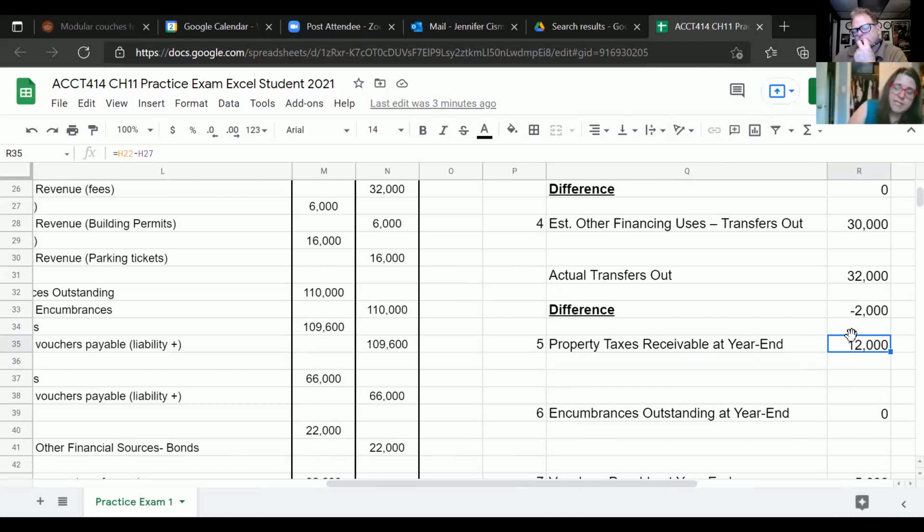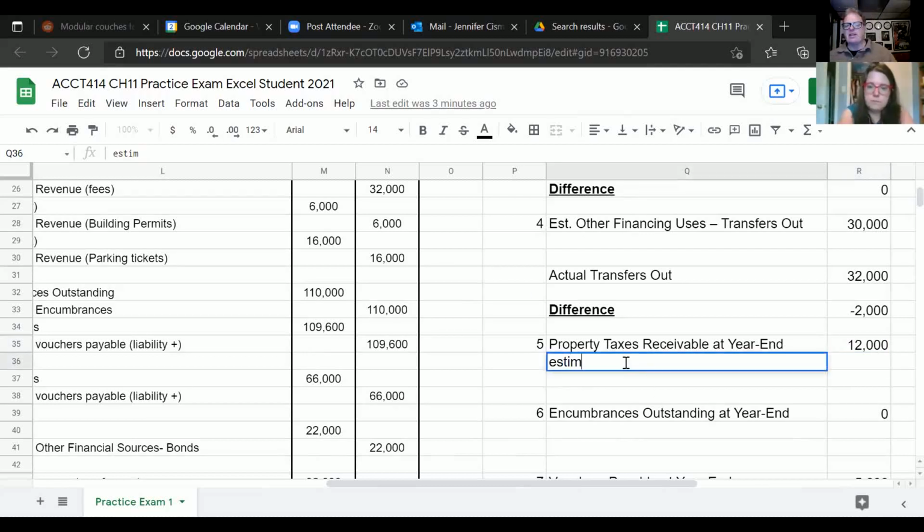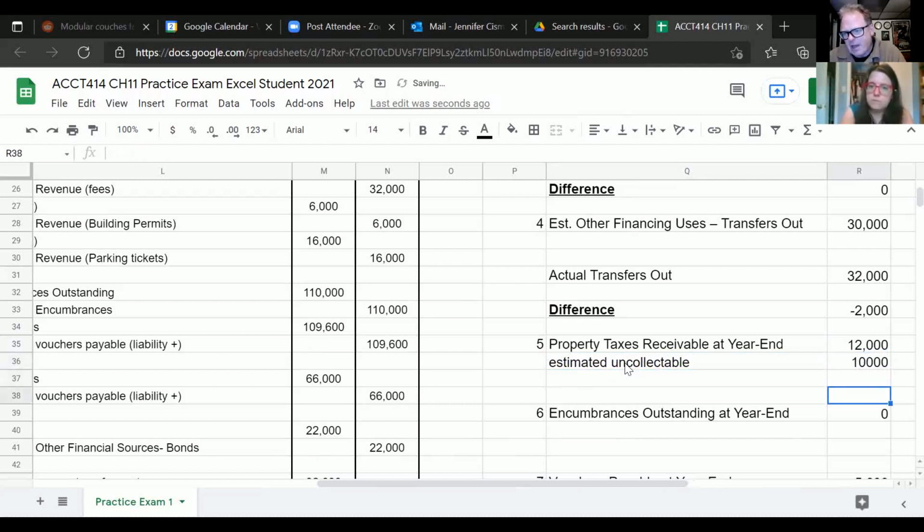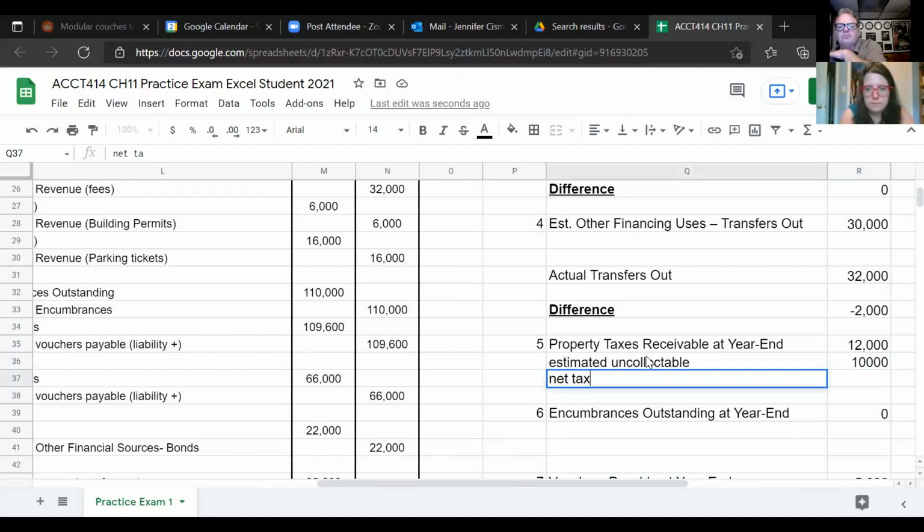So the actual property taxes receivable is 2,000. I'll leave it exactly the way it is, but underneath it, you may want to put that the estimated uncollectible is 10,000. I should say net property taxes receivable. So the estimated uncollectible is 10,000. In other words, we think we're only going to get another 2,000 back. So that would be the net taxes receivable. That makes sense.